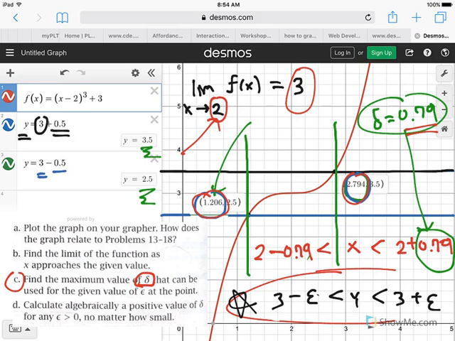The main idea that you want to get from this lesson is that the smaller you make epsilon, the smaller delta would have to be to satisfy the requirement that the output values have to be within epsilon units of the limit. And if you can find a delta value for any epsilon, no matter how small, we say the limit of the function as x approaches c exists. And that's what we're going to look at tomorrow.